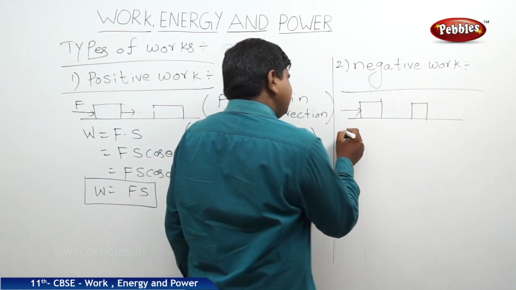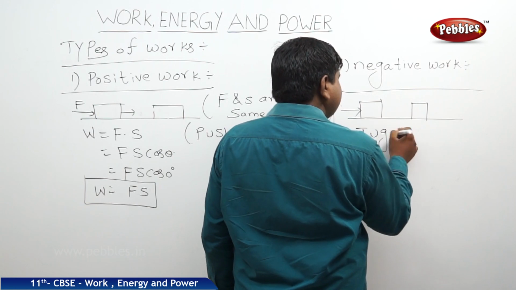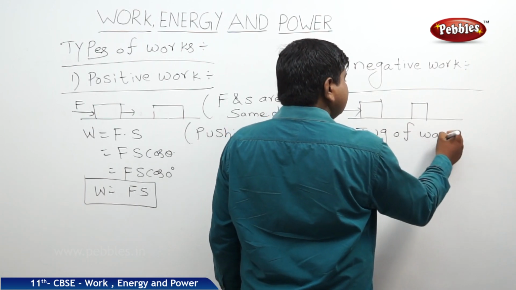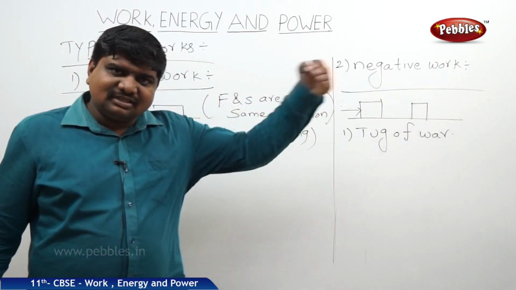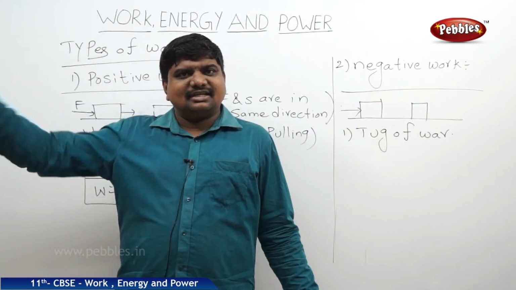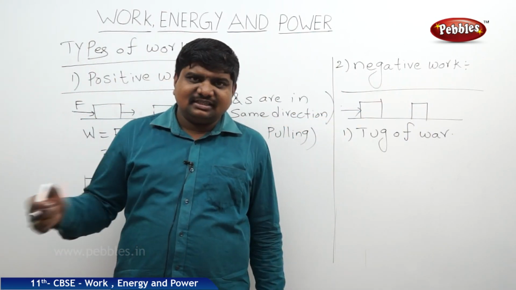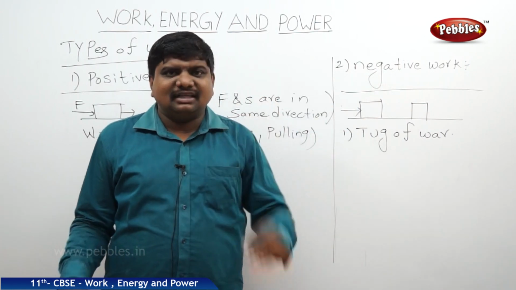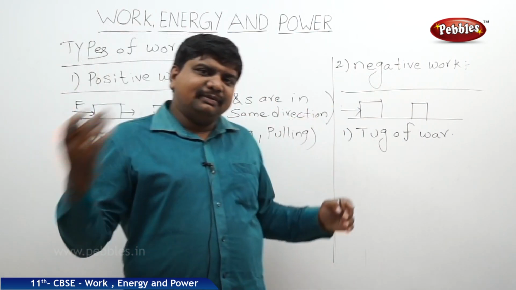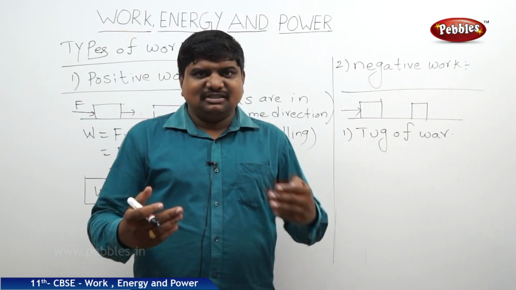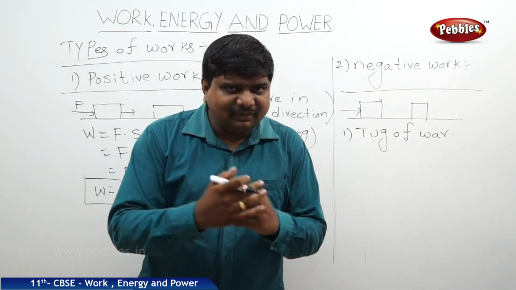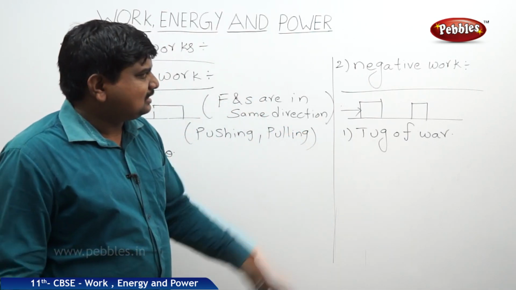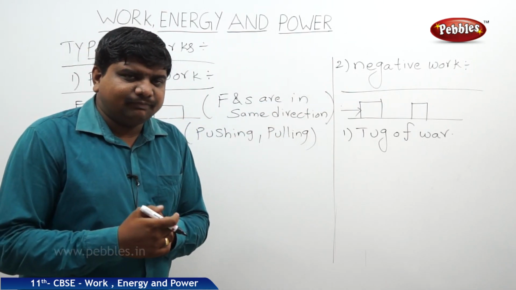What are the examples? Tug of war. One party will be on one side of the rope, the second party on the other side. If one pushes, this will be a pull for the other party. If one pulls, this will be a push for the other party. That means pushing and pulling are balanced by each other in opposite directions. That's why it is said to be negative work.